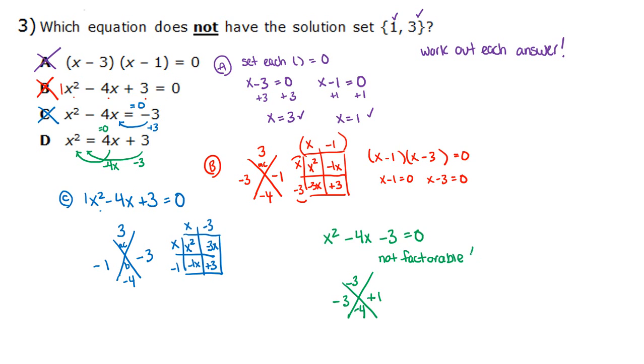If it's not factorable, then we have to use quadratic formula or completing the square. But either way, if we use quadratic formula or completing the square, we're not going to get 1 and 3. We're going to get fractions or imaginary numbers or something crazy. Okay? But that would make D our answer.